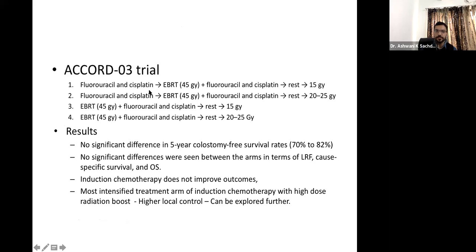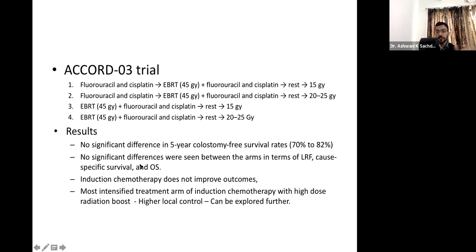Next trial is the ACCORD 3 trial. It is a double crossover trial. Initially they gave 5-FU cisplatin neoadjuvant chemotherapy in one group and continued with EBRT with 5-FU cisplatin in the other group. Following completion of EBRT with the chemotherapy, they gave a radiation boost of 15 gray or a higher boost with 20 to 25 gray in both the groups.